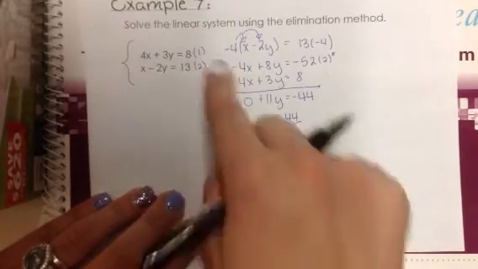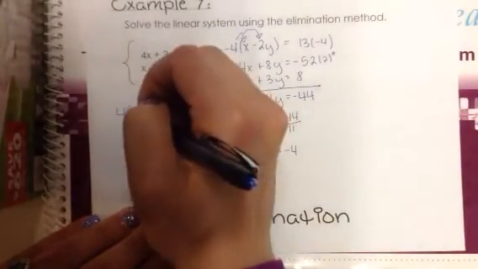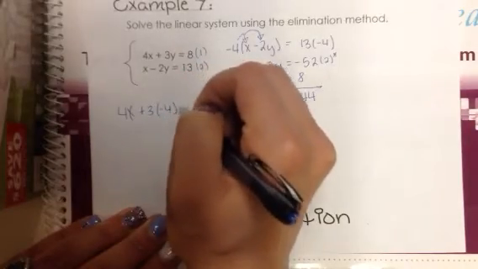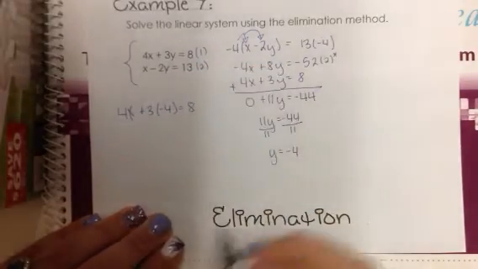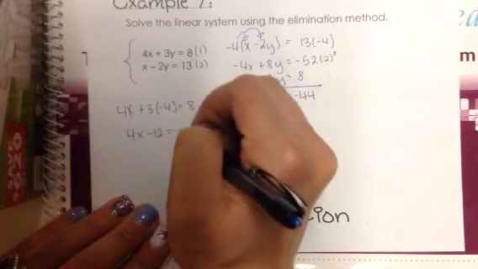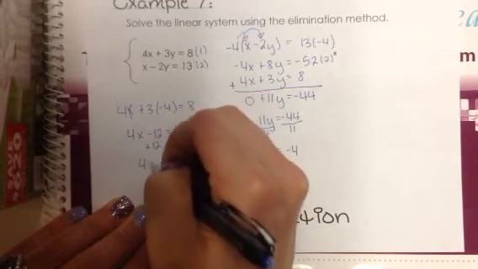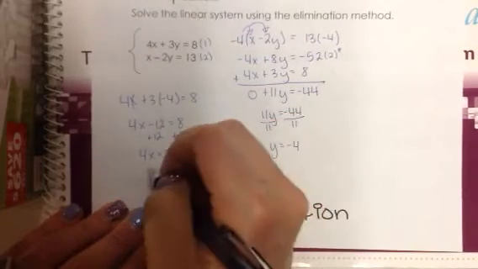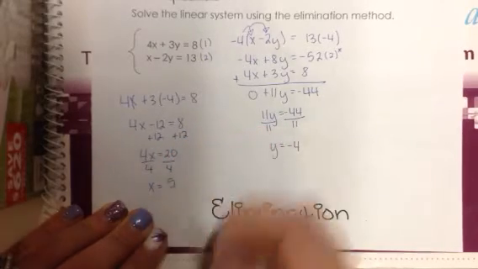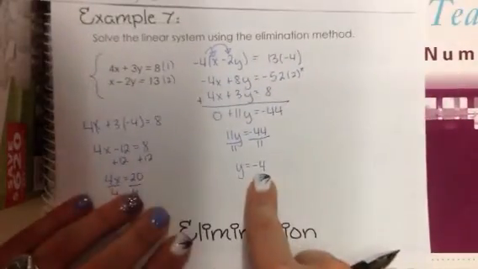So now I can plug y equals -4 back into one of the other equations. So let's plug it into equation number 1. 4 times x plus 3 times -4 needs to equal 8. 4x minus 12 equals 8. Add 12 to both sides. 4x equals 20. Divide both sides by 4. X equals 5. So right now our solution set should be that x equals 5 and y equals -4.